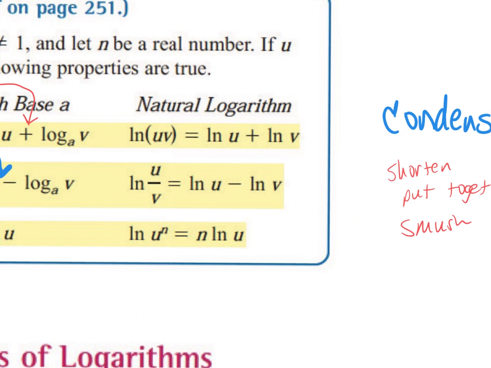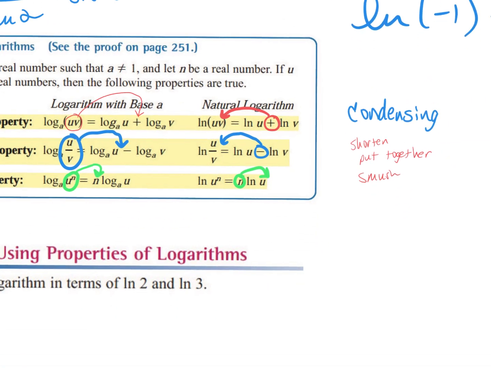If you're already pulled apart, if you start off with addition and you smush it together, what does addition become? Multiplication. If you start off with subtraction and you smush it together, what does it become? Good. And then if you start off with a coefficient, it becomes your exponent. Very good. Now that's it. That's all you need to know for today. That's all we're going to do is practice pulling it apart, smushing it together. You remember those three things.